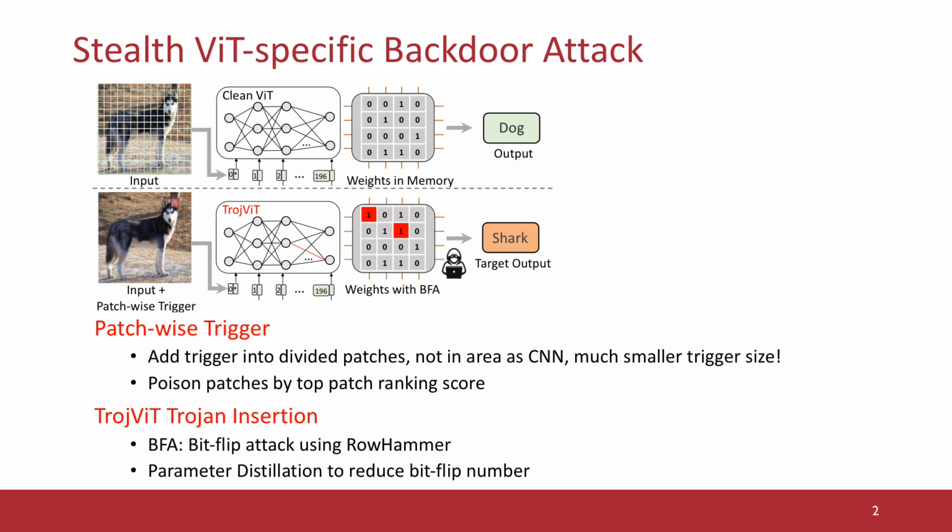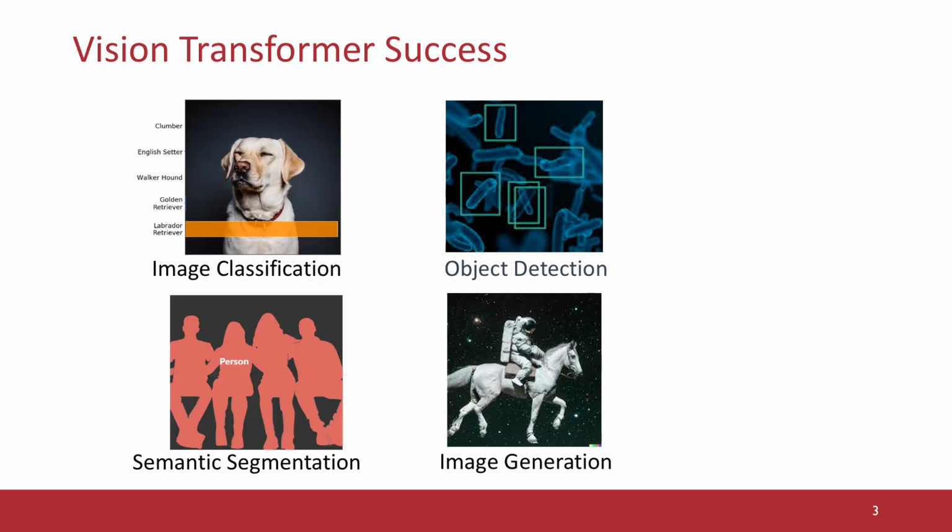Compared to CNNs capturing pixel-wise local features by convolutions, ViTs extract global context information through patches and attentions. In this case, we propose a patchwise trigger. It adds the trigger into divided patches. The trigger size is much smaller compared to the area trigger in CNN. The poisoned patch is chosen by top patch ranking score. For TrojanViT Trojan insertion, we use Rowhammer bit flip attack. For efficient attack, we further use parameter distillation to reduce bit flip numbers.